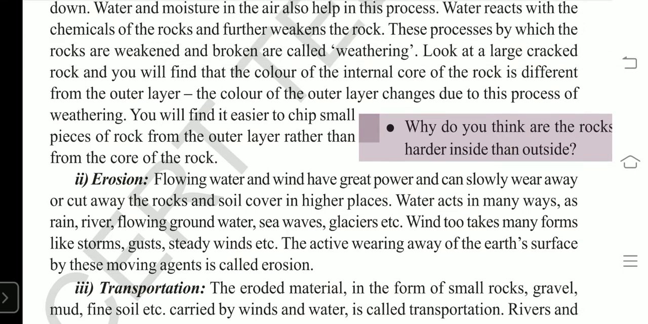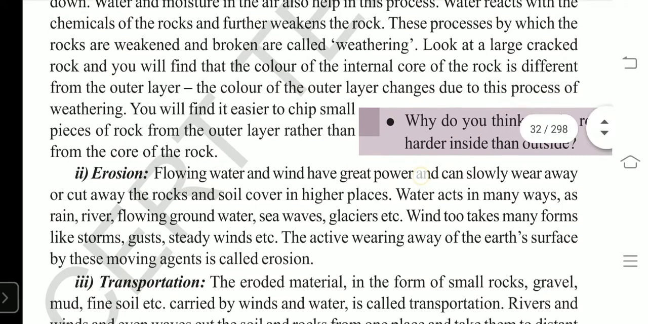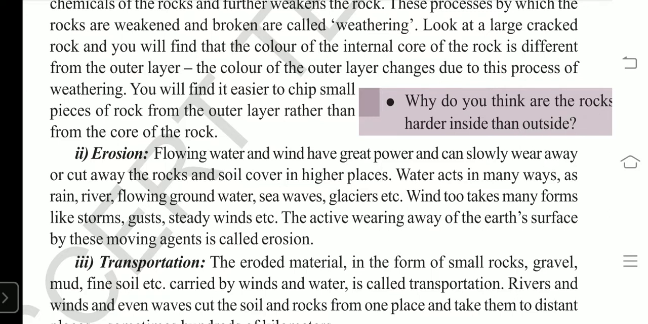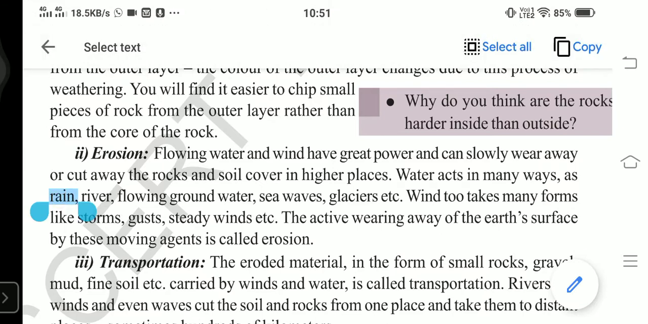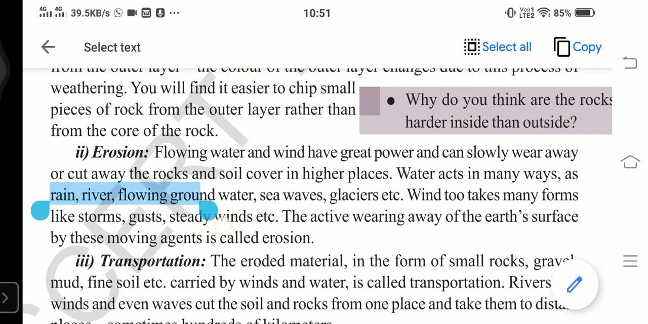Water in the sense of rain, river, flowing groundwater, sea waves, glaciers, these are all examples of water. Water is an agent, okay? Wind is also one agent, understand? So water acts in the form of rain, river, flowing groundwater, sea waves, and glaciers. I am selecting the text, my dear students. Look at this. In the form of rain, river, flowing groundwater, sea waves, glaciers, in all these forms, water works on the surface.